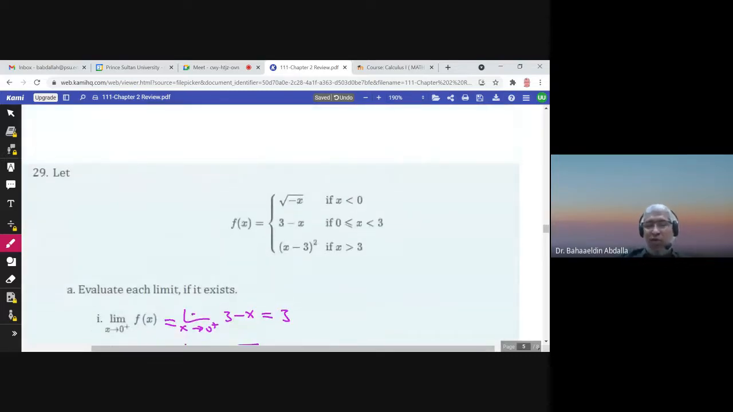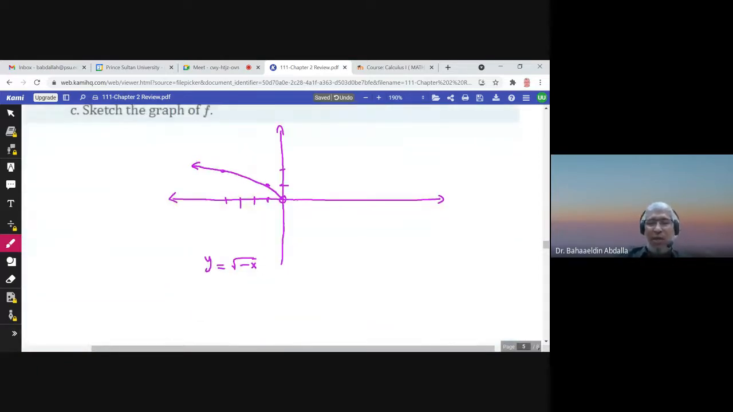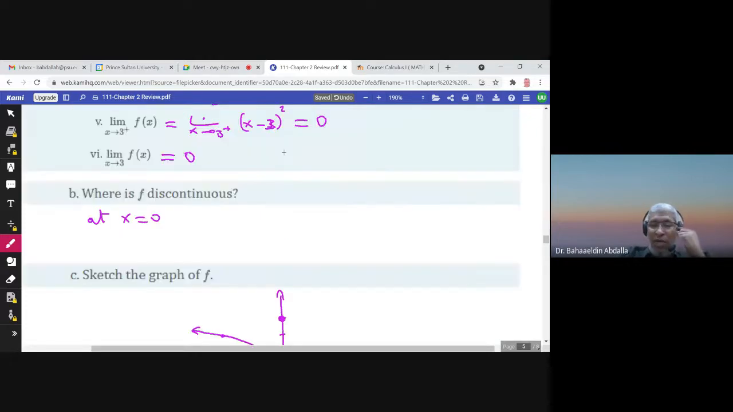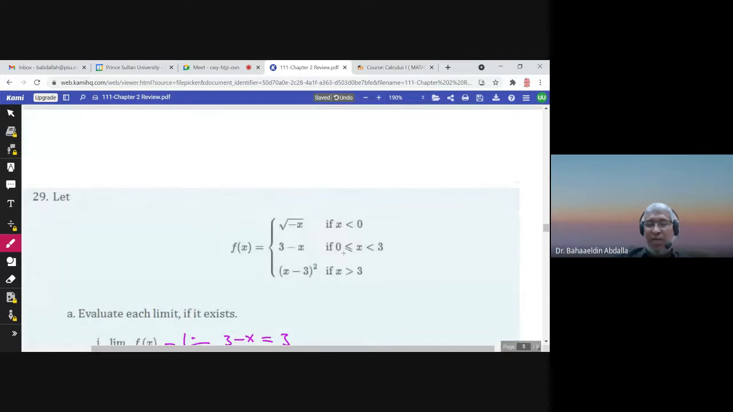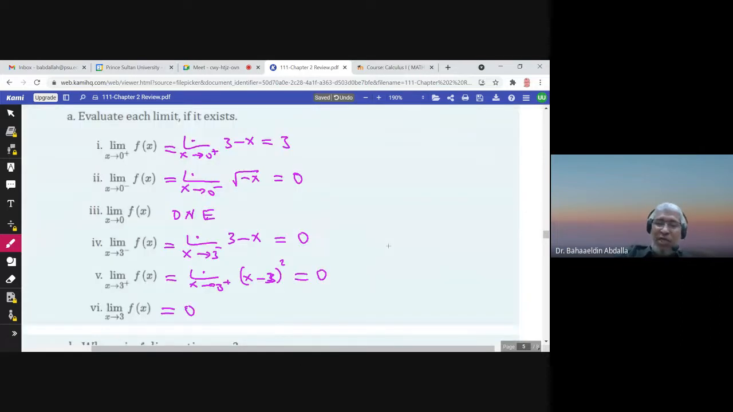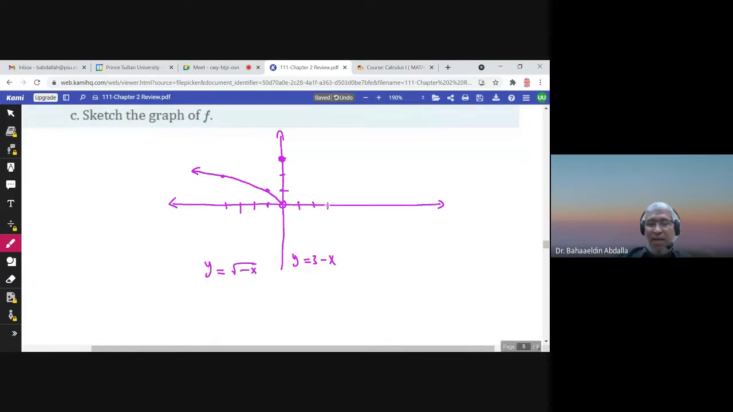Now, from 0 to 3, I need to graph 3 minus x. So from 0, 1, 2, 3 to here, I need to graph the function 3 minus x, which is a straight line. At 0, 3 minus 0 is 3. So it's here, and it's closed because the equality sign is here at 0. While at 3, the equality sign is not there. At 3, 3 minus 3 is 0, but the equality sign is not there, so I'll put an open circle. And this is the graph of this line from 0 to 3.